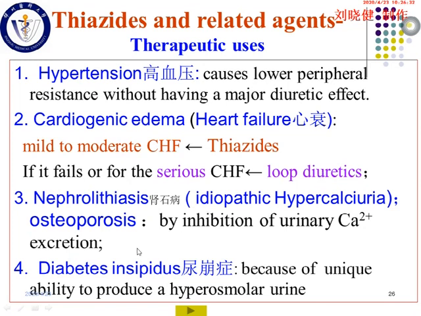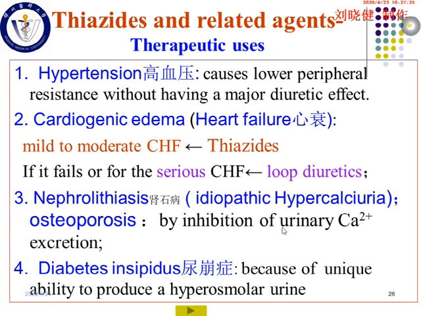This drug Thiazides is also used to treat nephrolithiasis. This is caused by a higher concentration of calcium in the urine. It is also named idiopathic hypercalciuria. There is a higher concentration of calcium ions in the urine, so we try to decrease the calcium excretion with the urine. It can improve this disease. And it is used to treat osteoporosis, trying to increase the calcium concentration in the blood. These drugs are very effective by inhibition of urinary calcium excretion.